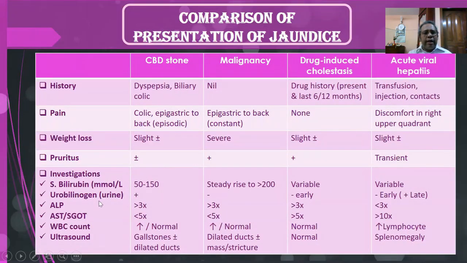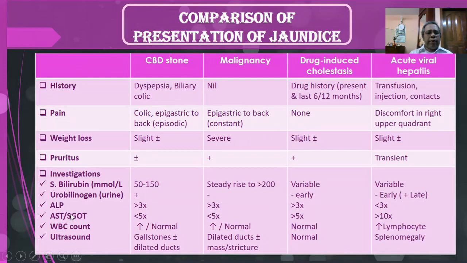The investigation can dictate the cause of jaundice, whether surgical jaundice or medical jaundice. That means bilirubin in obstructive jaundice with CBD stone is usually 50 to 150 micromole per liter. In case of malignancy, a steady rise to more than 200. But drug is variable. And urobilinogen in the urine: in case of CBD stone it is present, but in case of malignancy there is no urobilinogen because there is a complete obstruction. So urobilinogen is not produced, and the patient does not have urobilin in the urine. In the late stage, there may be urobilinogen absent because there is cellular edema causing some obstruction at the intrahepatic level.